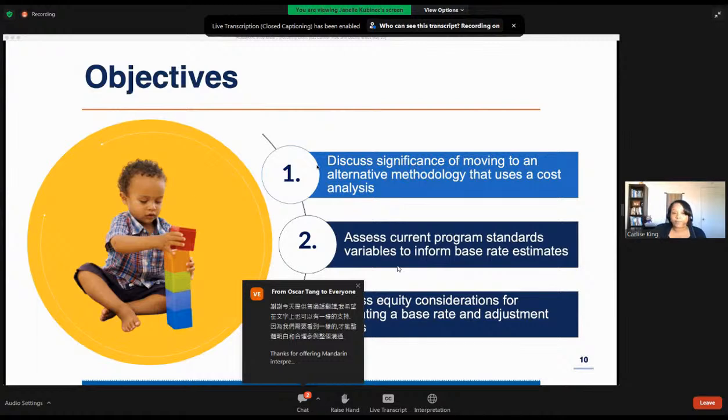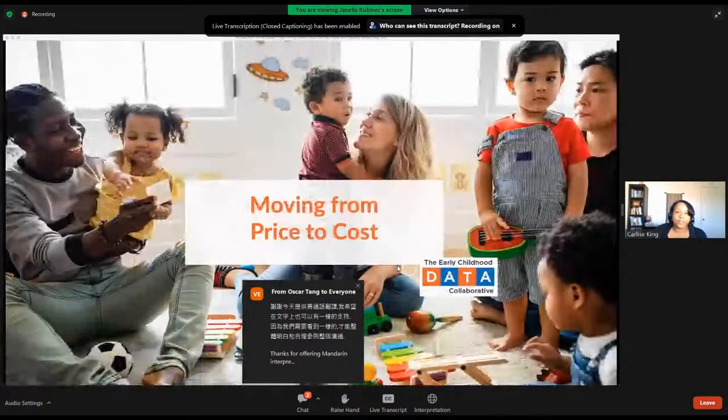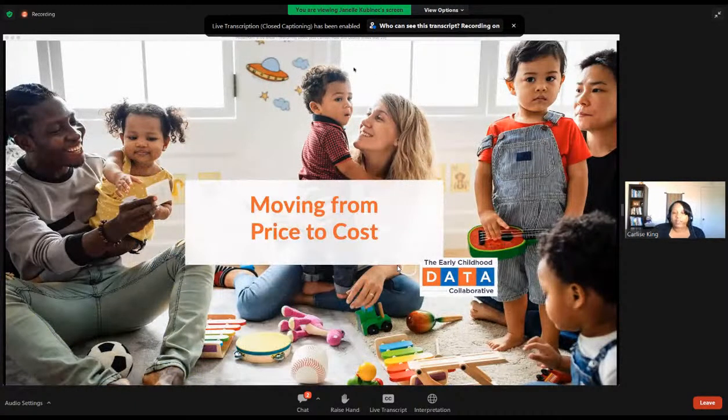Next slide. So first, I want to walk through how a cost model to inform payment rates is different and the implications.